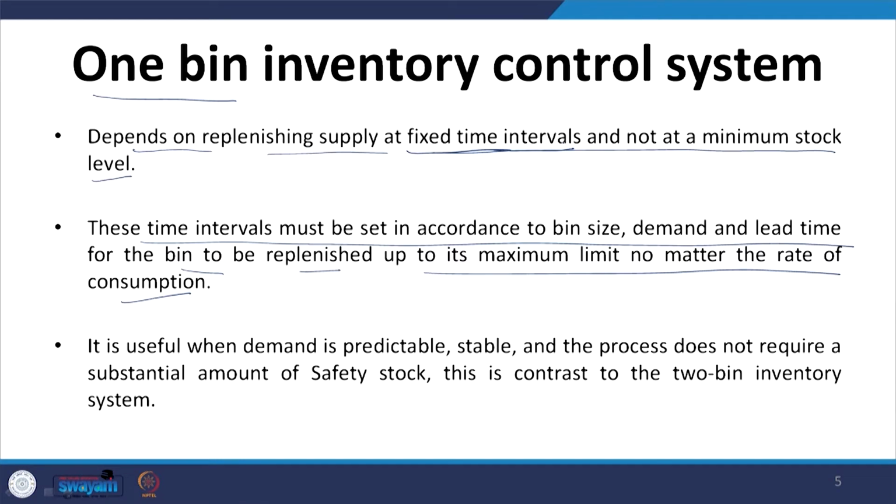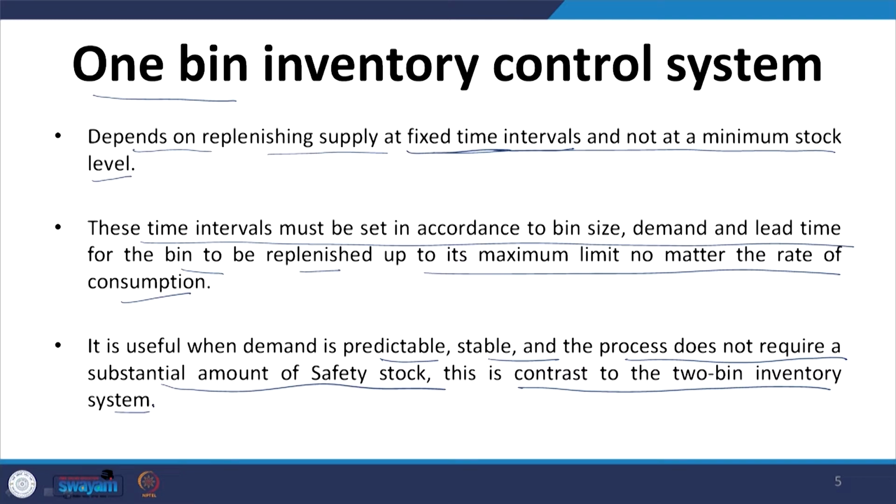or you can always use a fixed time interval system also, if you do not have that system of indicator. So, you may fill that particular bin at a regular interval. For example, every third day you are going to replenish the system. So, every time you will fill a variable quantity in that bin. It is useful when demand is predictable and stable, and the process does not require a substantial amount of safety stock. This is in contrast to the two bin inventory system.